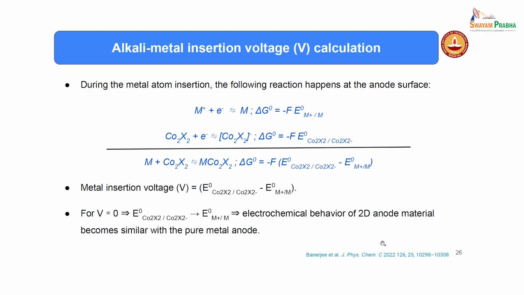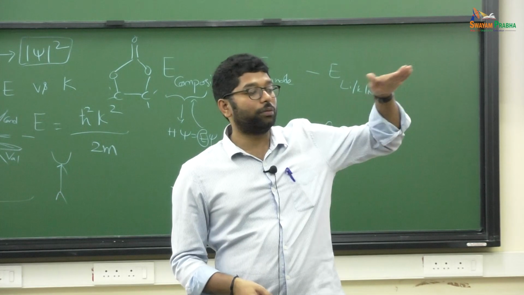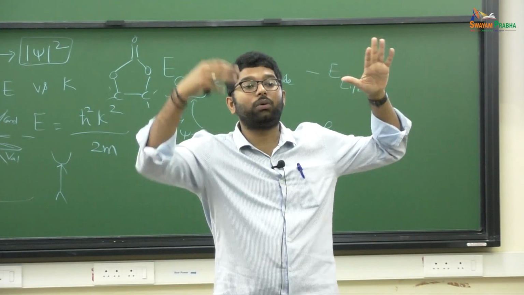So this is nothing but your reduction potential, right? You have an antimonene, and if you are adding an electron to it, what is reduction potential? Once you add an electron, how much energy will be released is nothing but your reduction potential. So here you consider Co2X2 and Co2X2 minus. Similarly, for this case it is M plus and M. If you have a metal atom and you add the electron, how much is it? If it is close to 0, what does that suggest? This particular anode material is as good as the original anode.